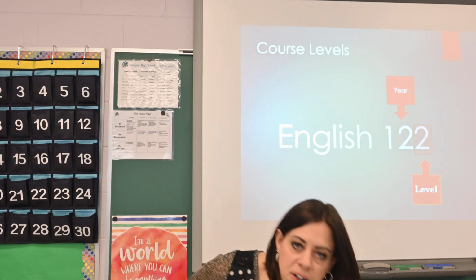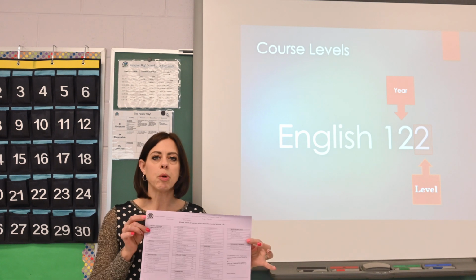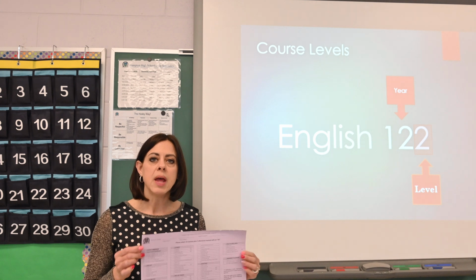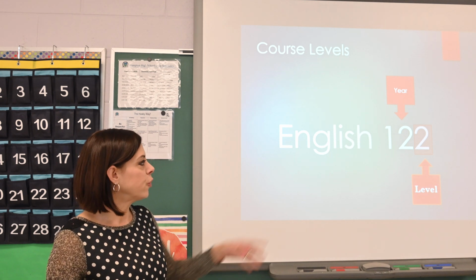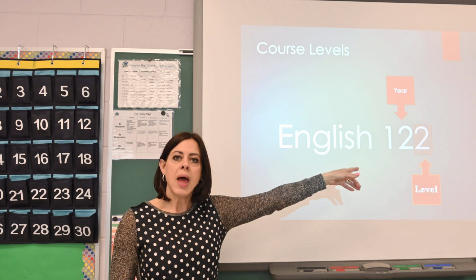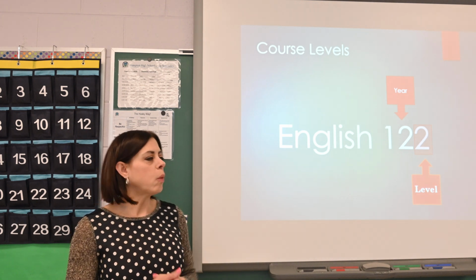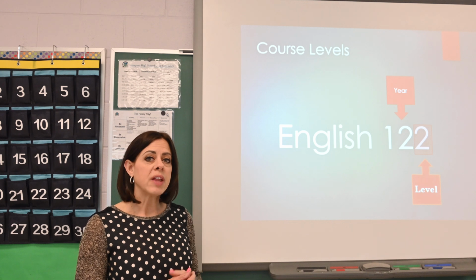On the course selection sheet, this is the purple one that they all would have received, every course has 3 numbers at the end of it. What those numbers mean: the first 2 numbers indicate the grade level, and the third number indicates the level of difficulty. So this is English 12-2, so grade 12 English level 2.